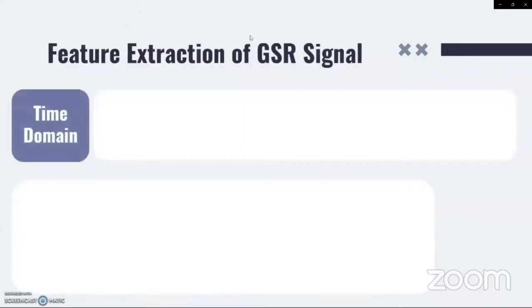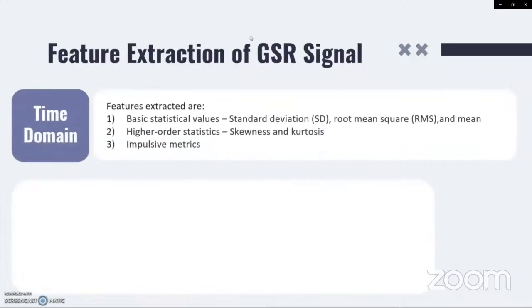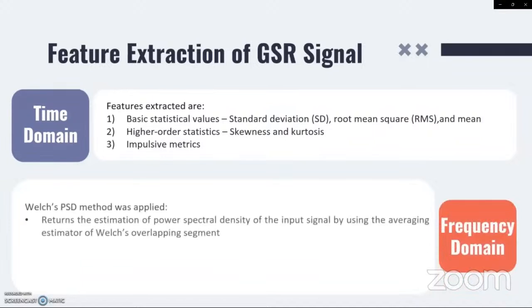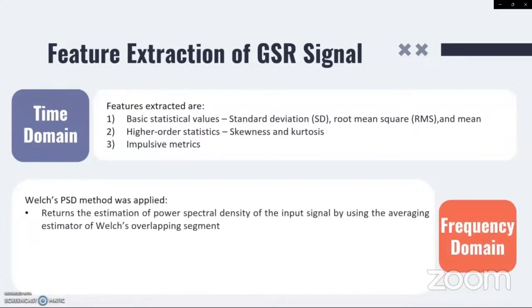The features extracted in the time domain can be further divided into 3 types, with the first one being basic statistical values, where we extracted the standard deviation, root mean square, and mean, followed by the higher order statistics, where we extracted skewness and kurtosis, and last but not least, impulsive metrics. As for the feature extraction in the frequency domain, the Welch power spectral density method was selected, as it has shown satisfactory accuracies in existing studies. Commonly referred to as the weighted overlapped segment averaging method, this method returns an estimation of the power spectral density of the input signal by using the averaging estimator of Welch overlapping segments. The features extracted in this paper are spectral peaks, peak amplitude, and peak frequency.